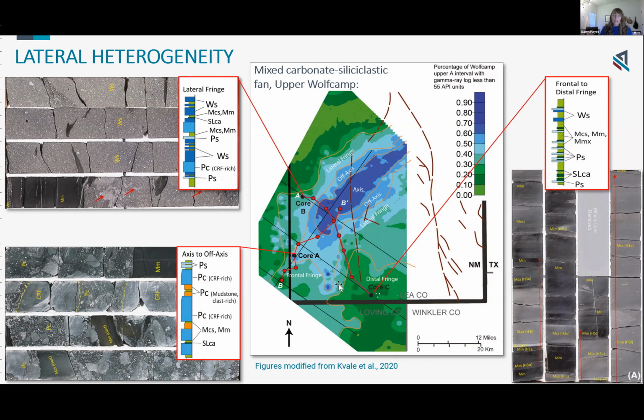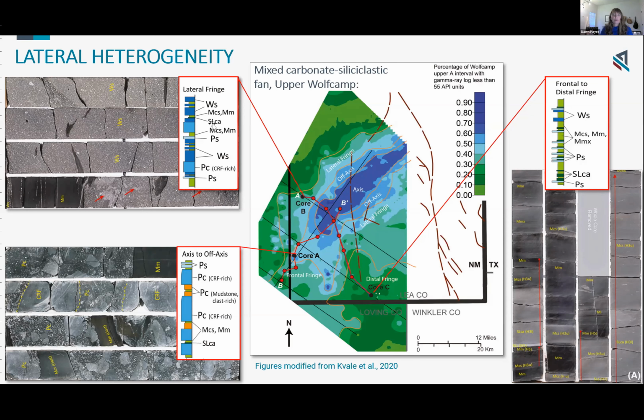And then if you go way off of the fan out here towards the basin, you see something very different, still relatively high amount of carbonate, but you see a lot of thinner interbedded carbonate mud rocks. The large clasts are kind of confined to really thin layers here. So we see a very different rock type depending where we are on these fans.